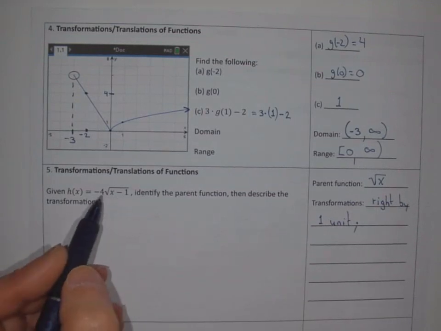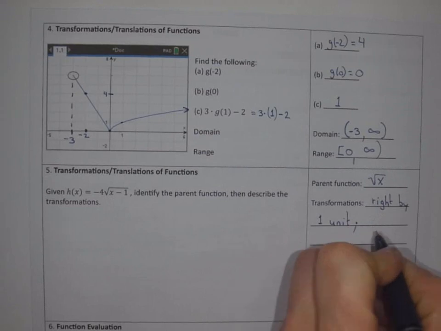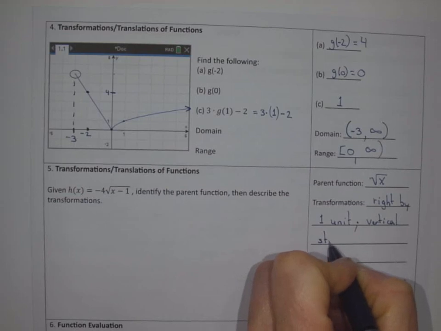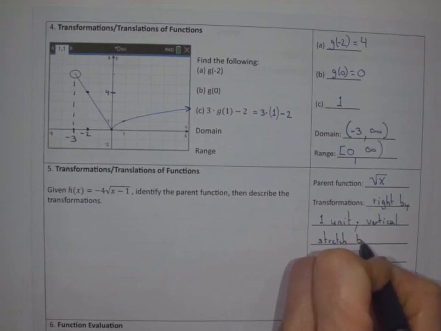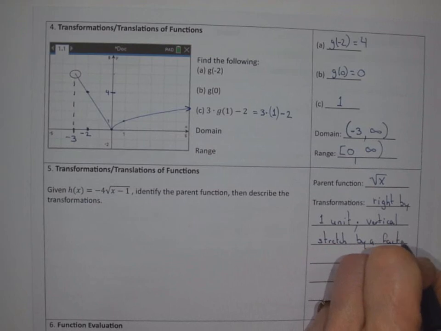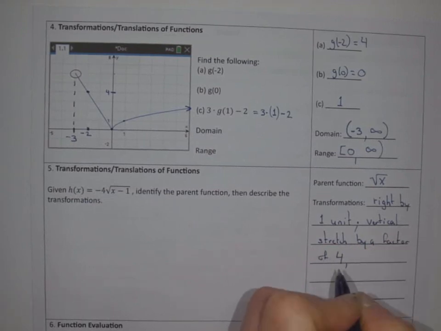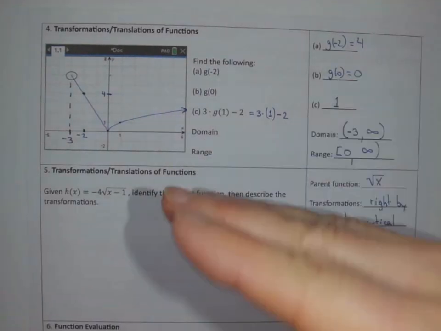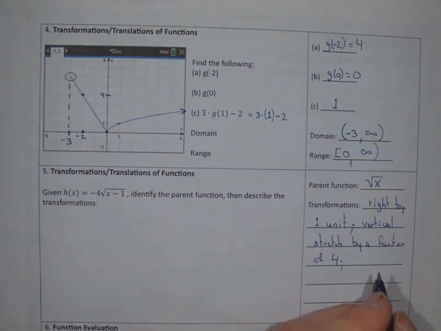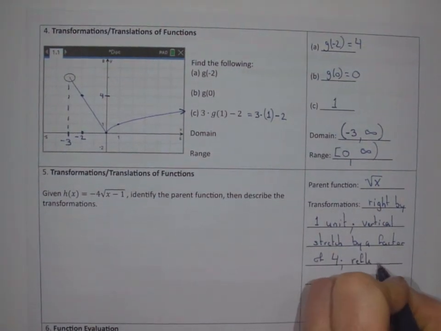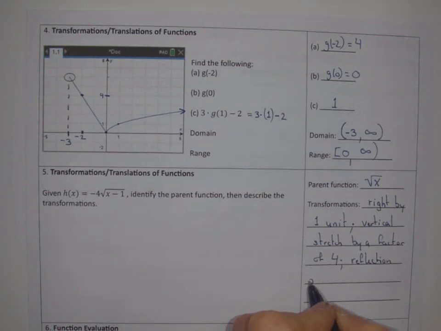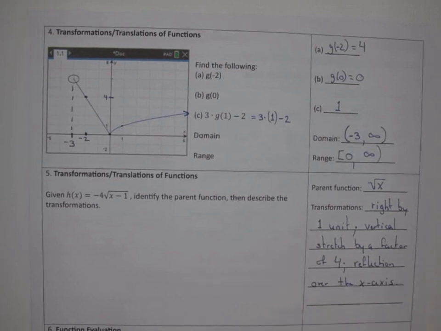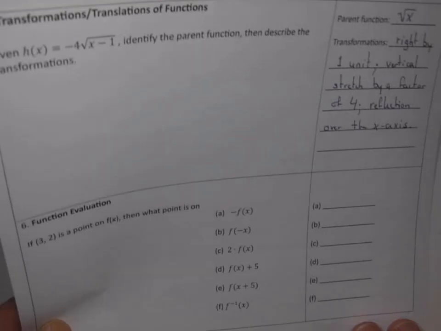So that's for inside. Then on the outside we multiply by 4, so we're going to say vertical stretch by a factor of 4. And then finally we have that little negative in the front here, so you have to remember negative, that's flipping your graph. So it's a reflection over the x-axis or horizontal axis. So that's for number 5.